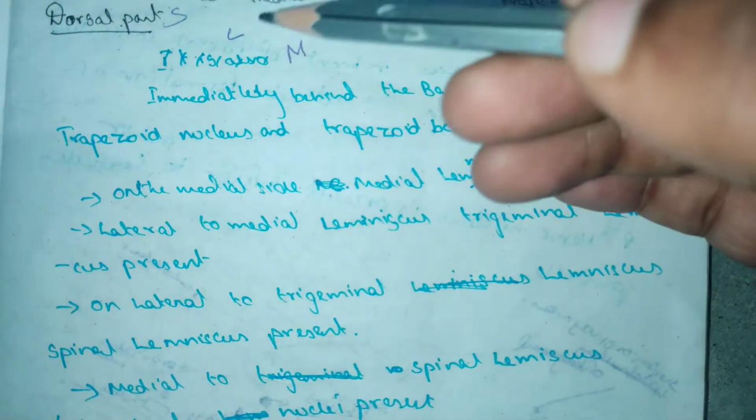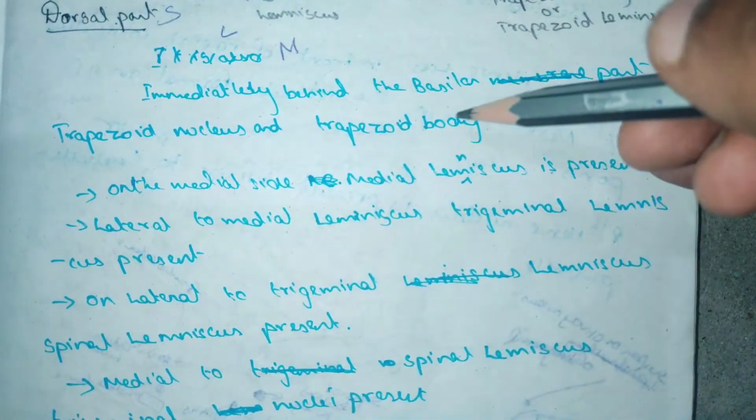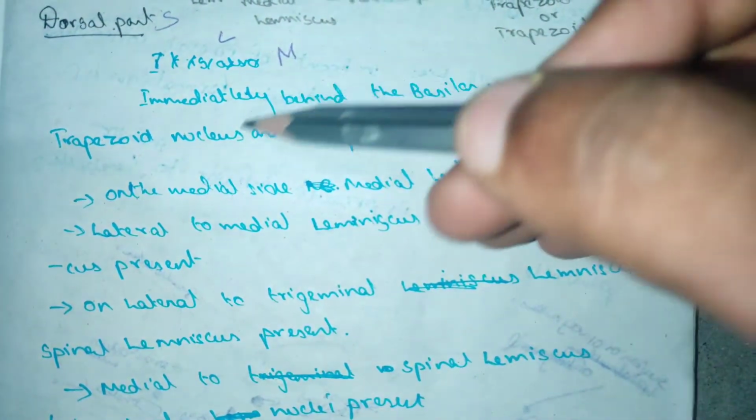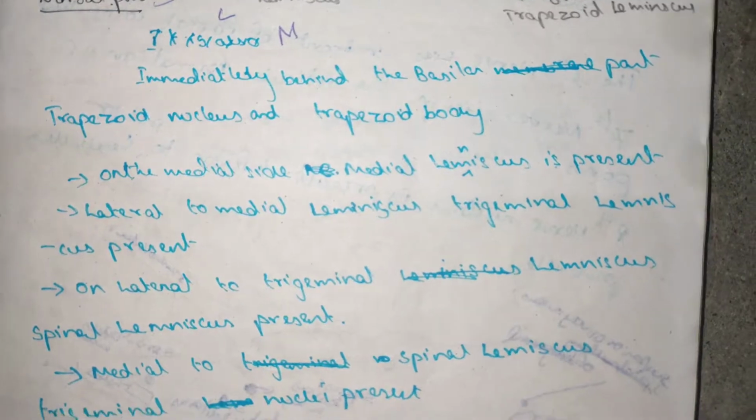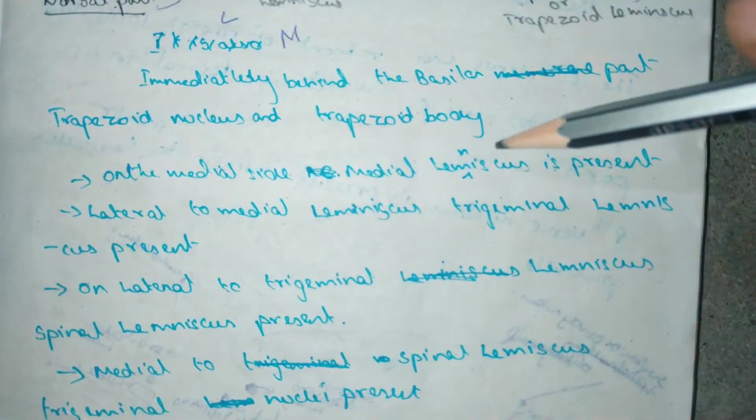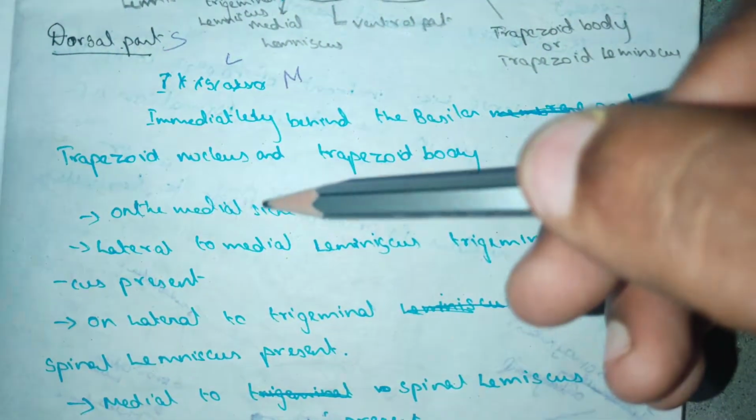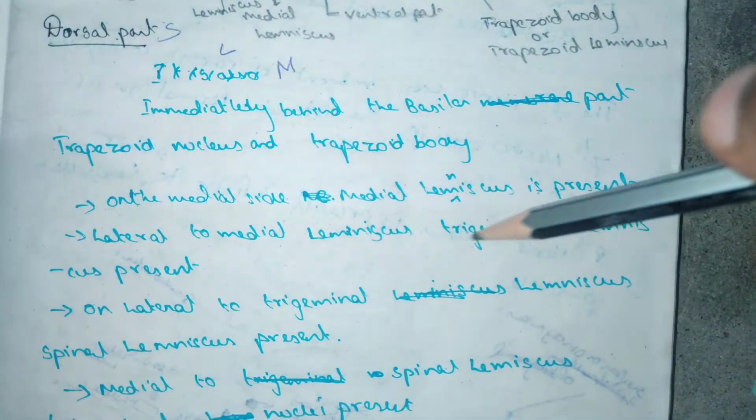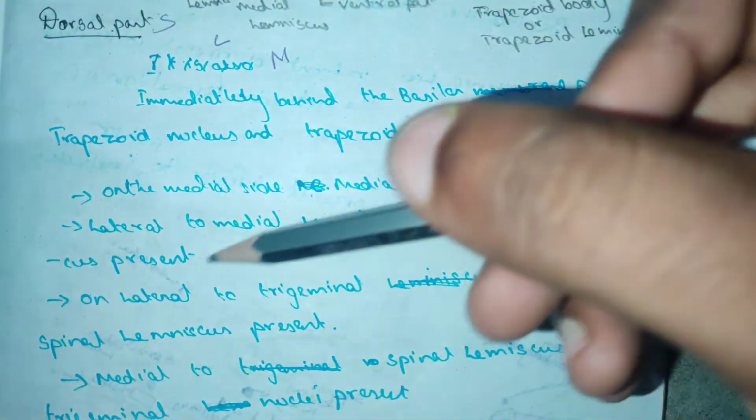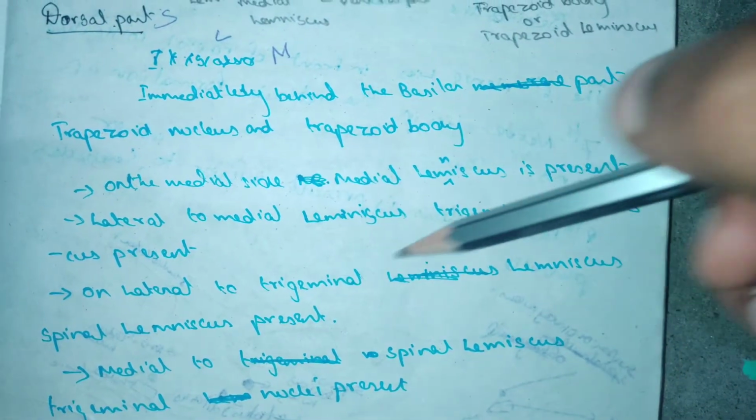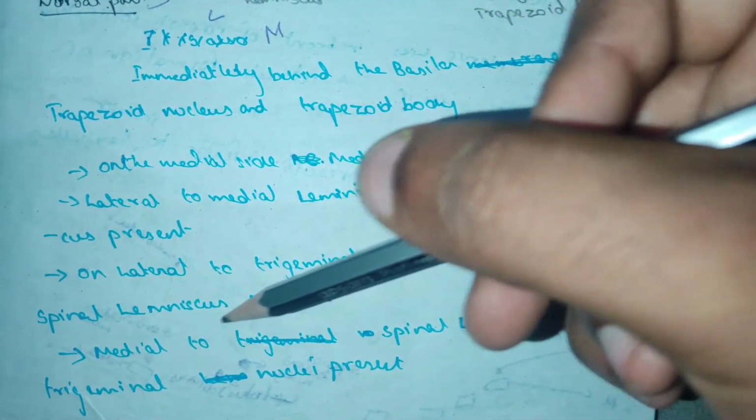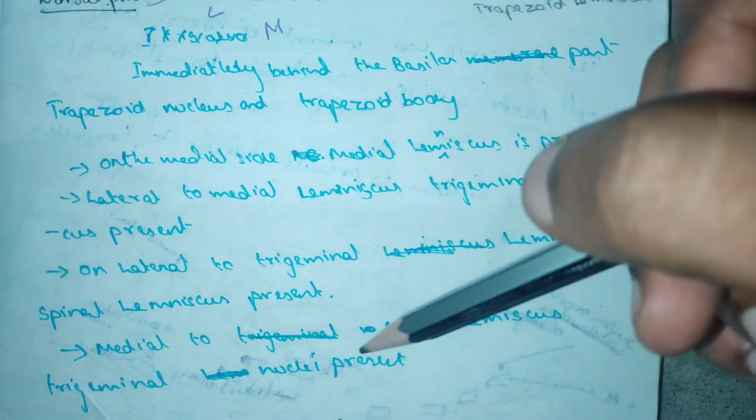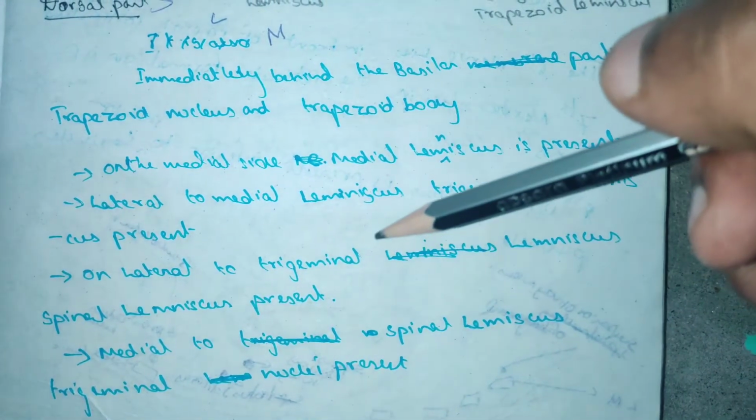The dorsal part, immediately behind the basilar part, has the trapezoid nucleus and trapezoid body. On the medial side, the medial lemniscus is present. Lateral to the medial lemniscus, the trigeminal lemniscus is present. Lateral to the trigeminal lemniscus, the spinal lemniscus is present. Medial to the spinal lemniscus, the trigeminal nuclei is present.